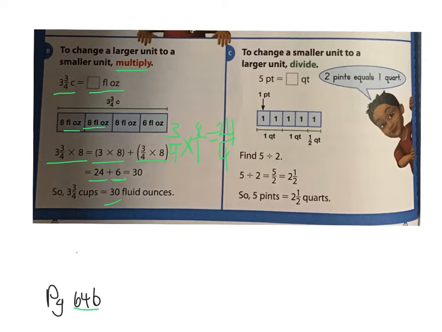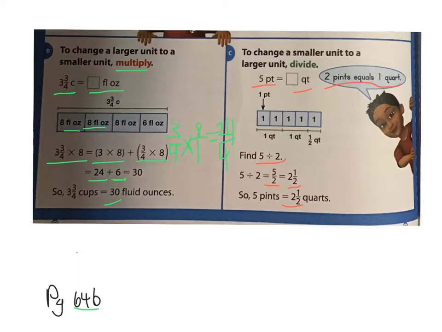So in this case it says we're changing pints to quarts. Which one is bigger? Pints are smaller, quarts are bigger. It says here 2 pints is equal to 1 quart. So all I'm going to do is 5 pints divided by 2. And when I divide by 2, I'm going to end up with 5 halves, which then, if I change that improper fraction into a mixed number, is 2.5 quarts. So that's my answer, 2.5 quarts.